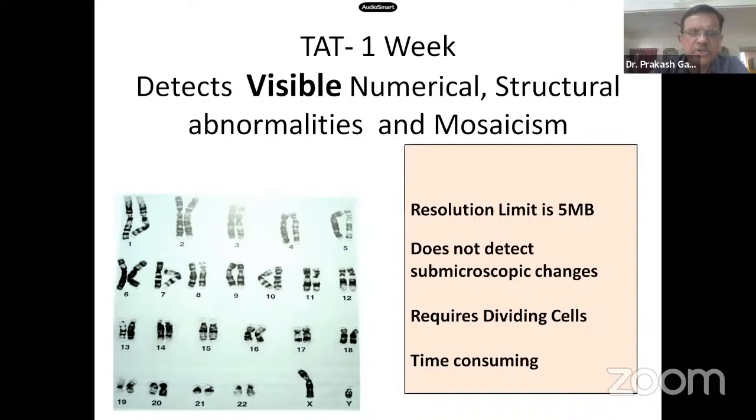So supposing a portion of this particular chromosome goes and attaches to some other portion, then this can be seen only through a karyotype and not by a CMA. That is why balanced structural rearrangements can be made out by means of a karyotype and not by CMA. This you must understand, though it has, as I said, a resolution limit and time limit also.